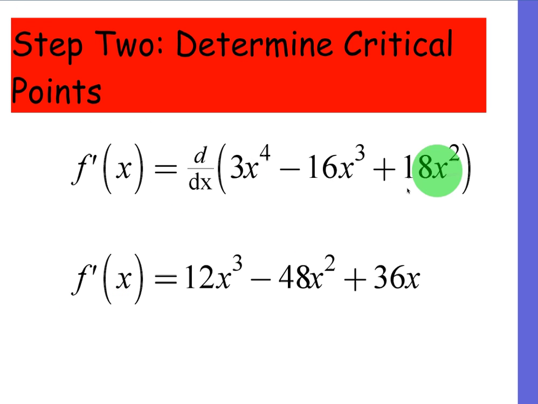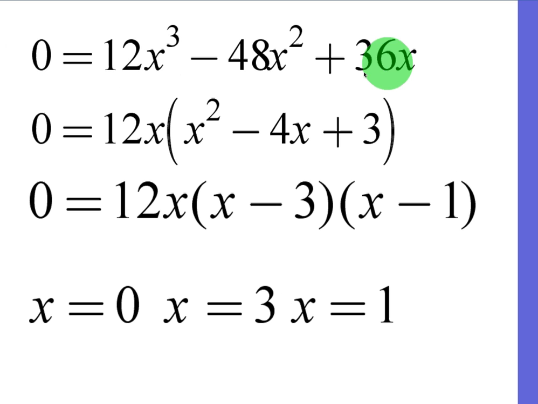Next, we're going to figure out our critical points. Just a refresher, we have to take the derivative. We're going to be using the power rule here. So f prime of x is 12x cubed minus 48x squared plus 36x. And remember, critical points occur where the derivative equals 0 or it doesn't exist. This is going to exist everywhere because the derivative is a polynomial. So we're just going to figure out where it equals 0. We're going to set it equal to 0, and we can pull a 12x out. We're going to be left with x squared minus 4x plus 3.